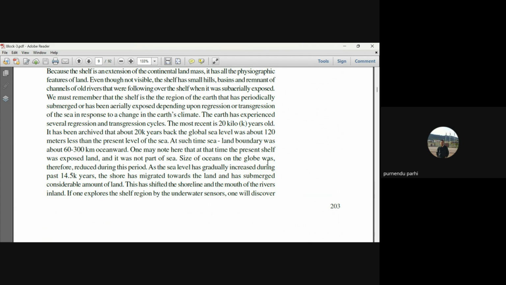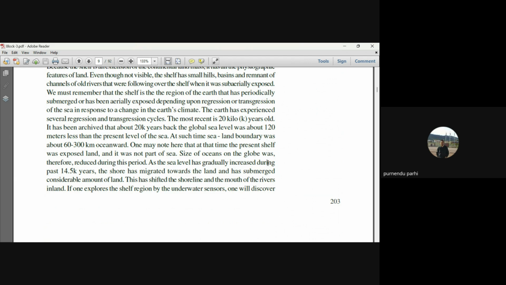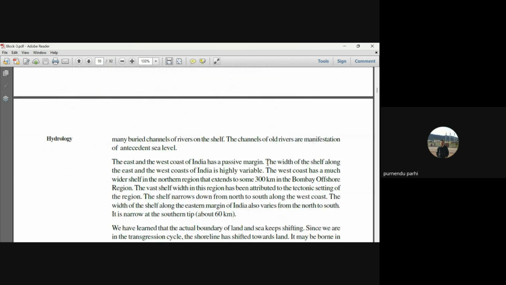As the sea level has gradually increased during the past 14.5K years, the shore has migrated towards the land and has submerged a considerable amount of land. This has shifted the shoreline and the mouth of the rivers inland. If one explores the shelf region with underwater sensors, one will discover many buried channels of rivers on the shelf. The channels of old rivers are a manifestation of antecedent sea level.